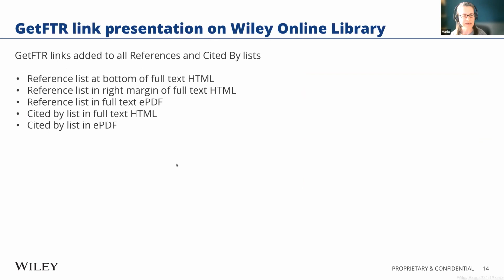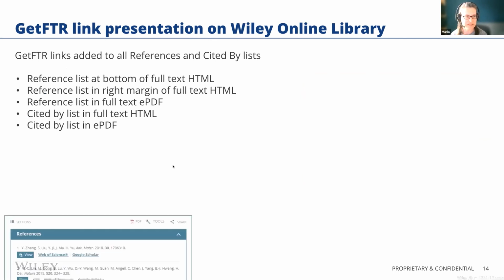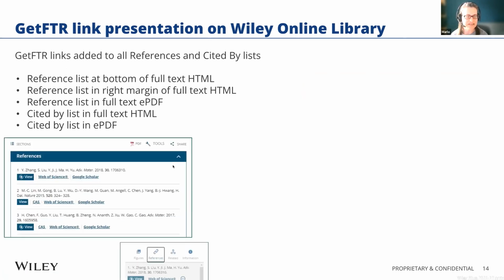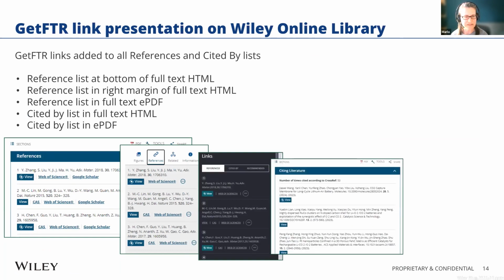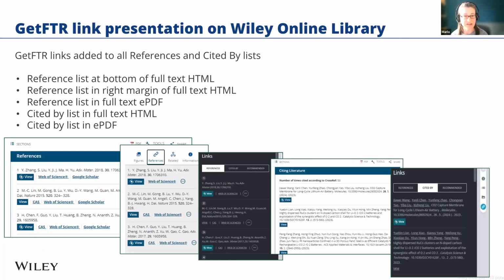So the GetFTR links appear in a number of places on Wiley Online Library, which is all the reference lists and the citation lists. So here is just a visual representation of each of those placements. So there's a lot of opportunity for users to take advantage of the links.